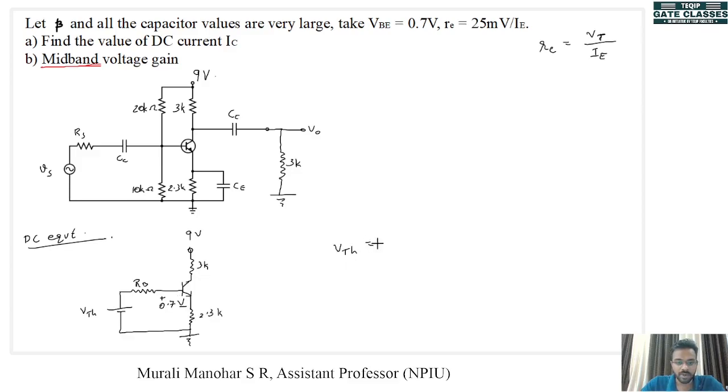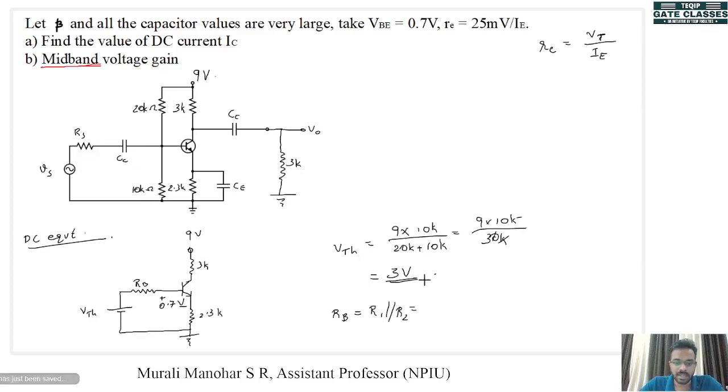Now V Thevenin can be found out from the voltage divider, which will give us 9 into the voltage across this, that is the voltage across the 10 kilo ohm resistor. So 9 into 10k divided by 20k plus 10k, that is 9 into 10k divided by 30k, k's cancel, 10 and 30. So what is left is 3 volt. So V Thevenin is equal to 3 volt and RB is nothing but the parallel combination of R1 and R2, that is 20k into 10k divided by 30k, that will give us 6.66 kilo ohms.